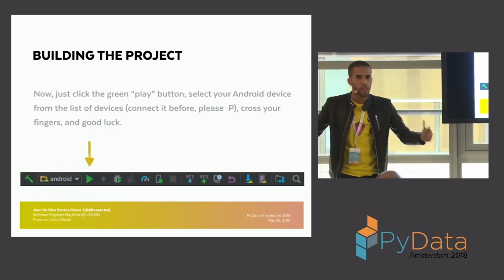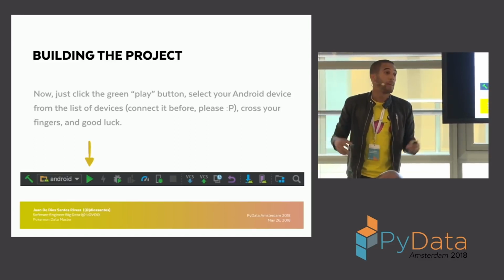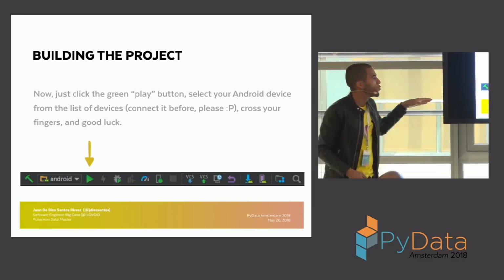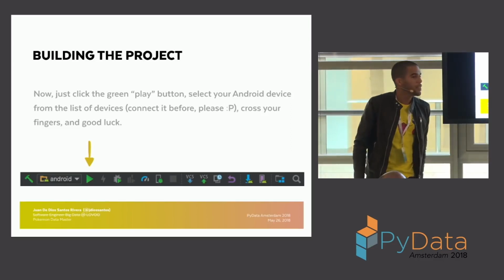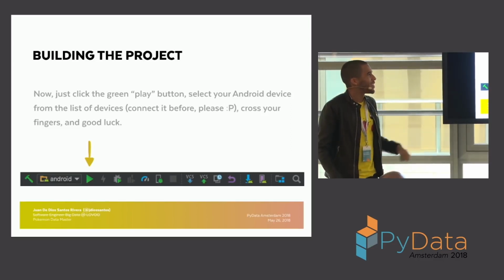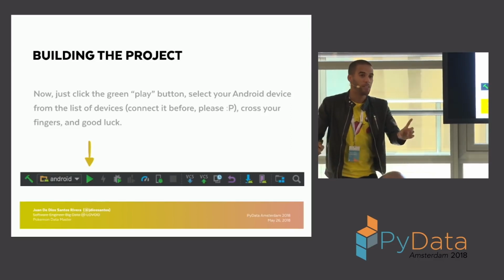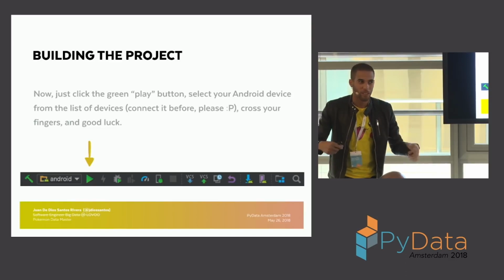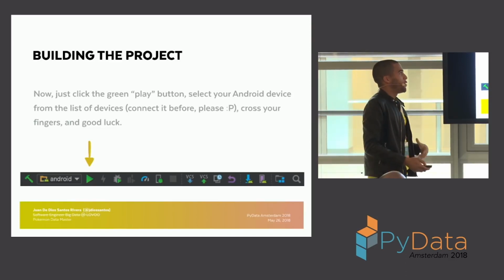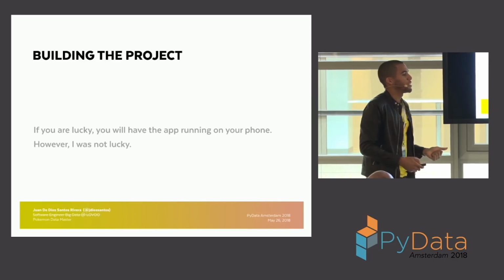And then everything's ready. We build the project. Let's make the magic happen. So we go into this really cool bar, click the green play button. And please, by the way, make sure your device is connected, really important. And if we are lucky, we're going to have a nice app running.